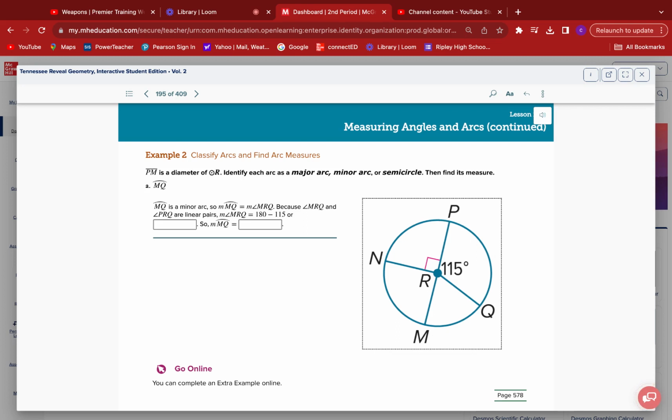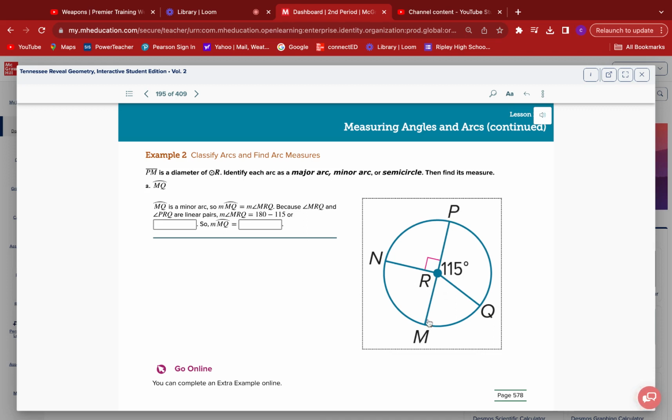So the measure of arc MQ equals MRQ. Okay, so they did the major, minor, semicircle for me, so it's minor. Okay, then find its measure. So I guess they're going through how to find the measure. Well, first off, I guess I need to know what this angle right here is.